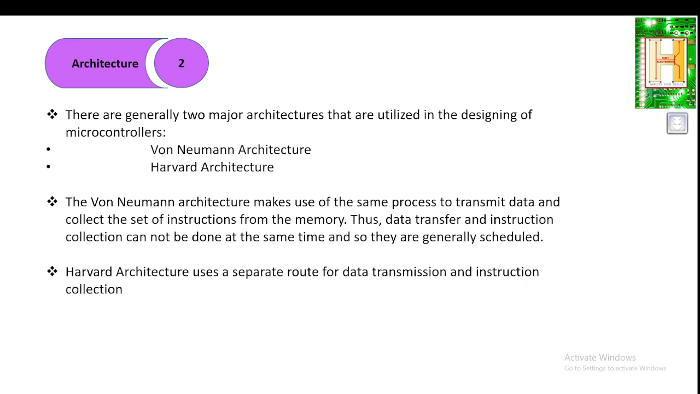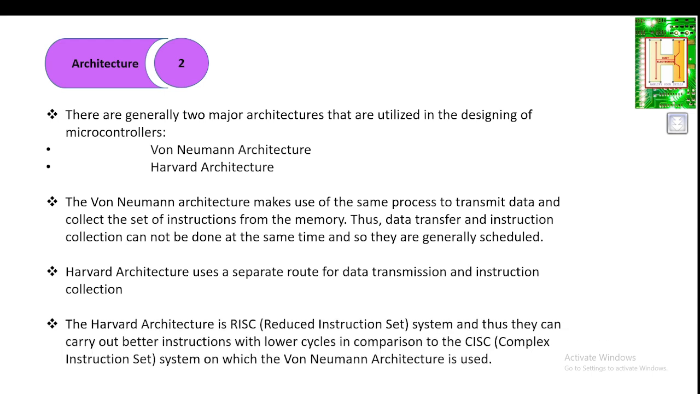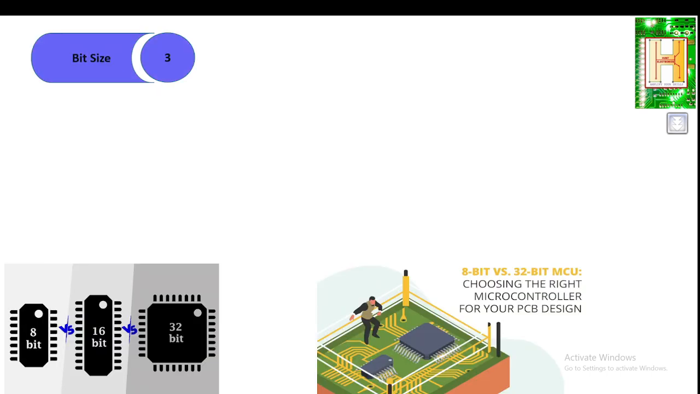The next is the Harvard architecture, which uses separate routes for the transmission and collection of information. So it has dedicated paths, which makes it somewhat easier. The Harvard architecture is based on a reduced instruction set system. Thus, it can carry out instructions better with lower cycles as compared to the complex instruction set, that is the CISC system, on which the Von Neumann architecture is used. So as per the requirement, you can go for any one of these architectures.